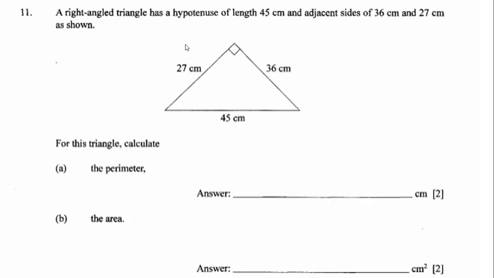Cleveland, you want to read? Go ahead. A right angle triangle has a hypotenuse of length 45 centimeters and adjacent sides of 36 centimeters and 27 centimeters as shown. For this triangle, calculate the perimeter and the area. Very good, Cleveland. Thank you, Cleveland.